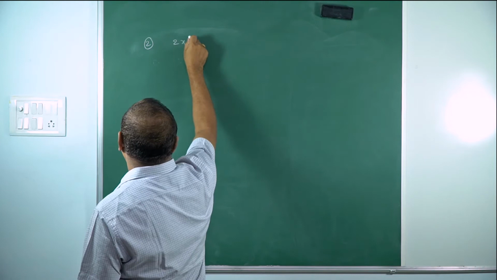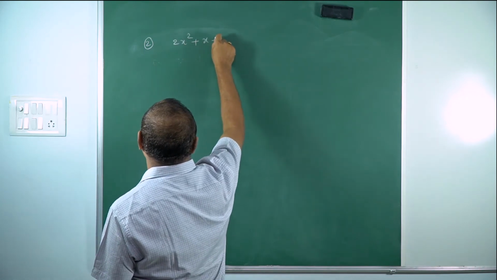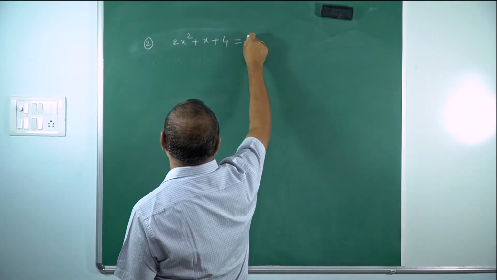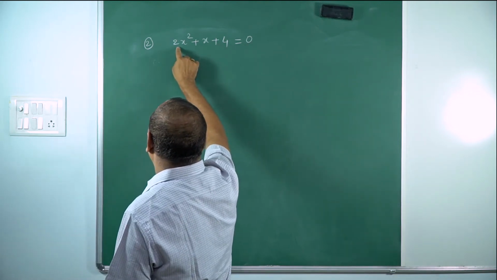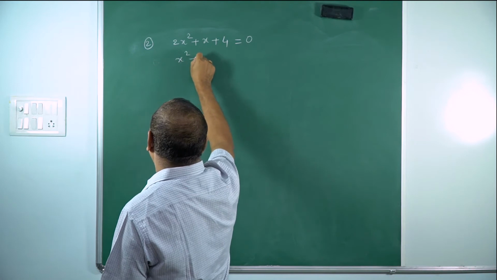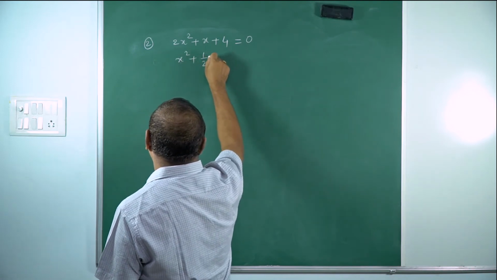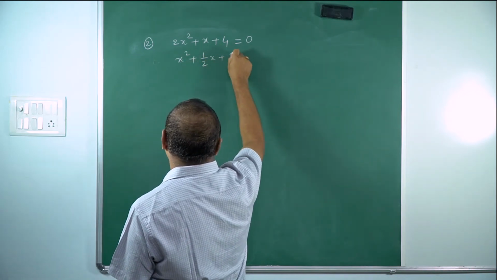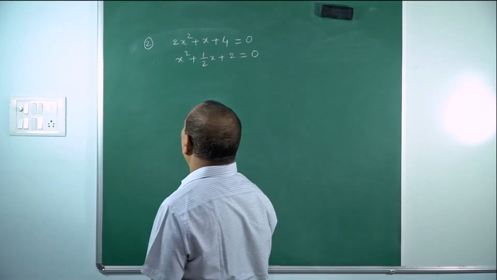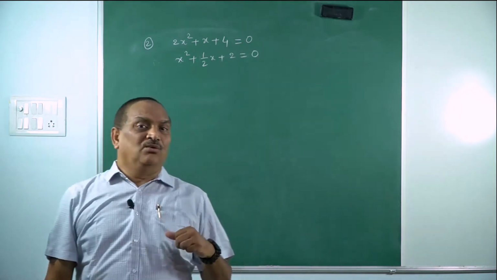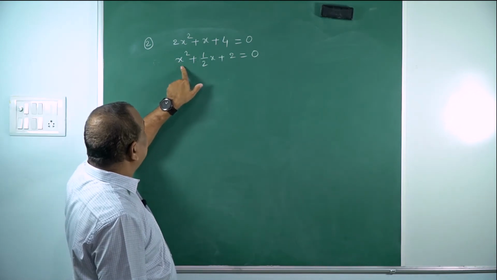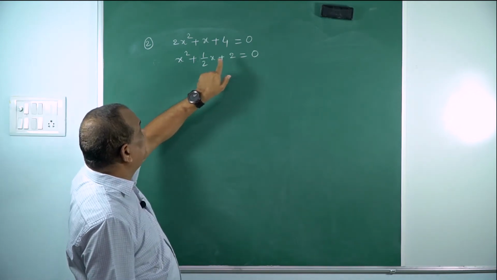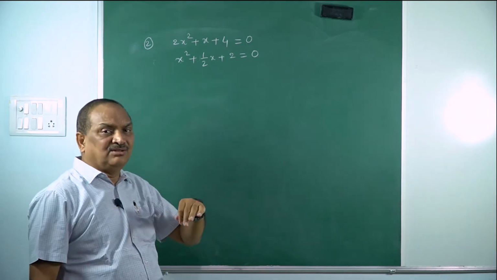2x square plus x plus 4 equals 0. I divide throughout by 2 because I don't want this 2 as the coefficient there. x square plus half of x plus half of this 4 equals 0. Okay, so now I want to make a perfect square with this term and with this term. If anything is required, I will do it later.